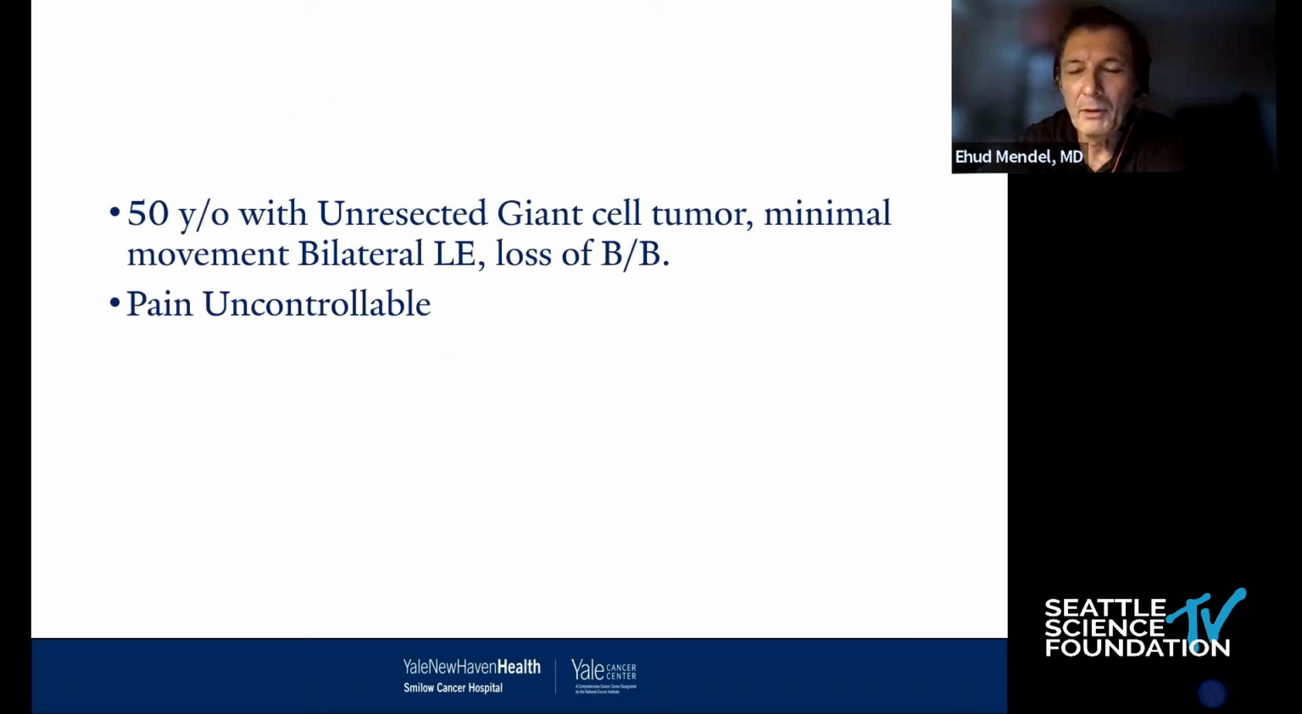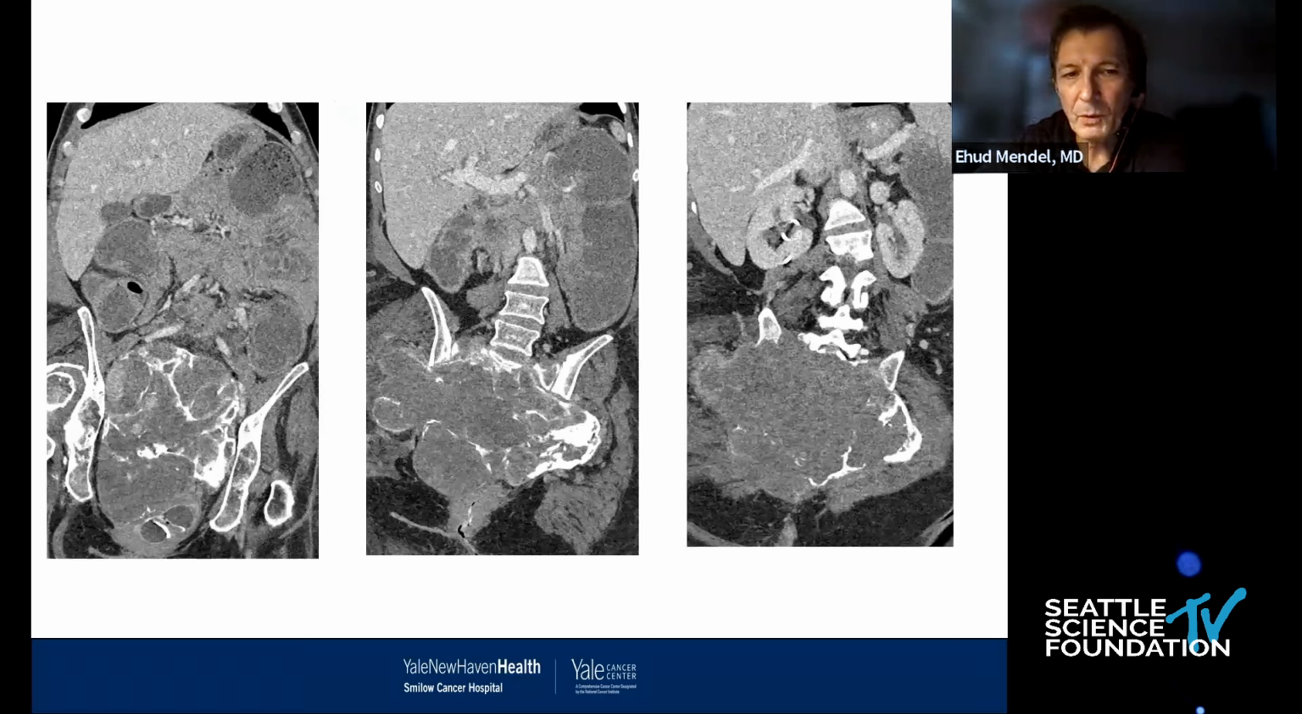And I'm going to take an extreme example. This is a 50-year-old who had an unresected giant cell tumor who presented with this. What you see here is pretty much an inoperable, huge giant cell tumor that involves the sciatic notch bilaterally, the femoral heads, the entire pelvis all chewed up. There is no pelvis.